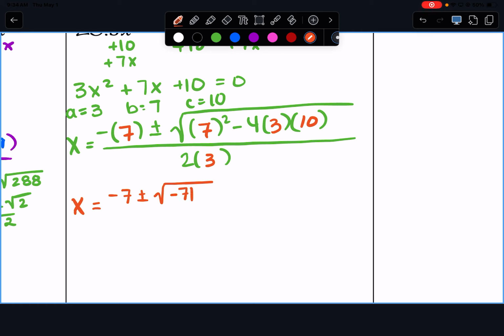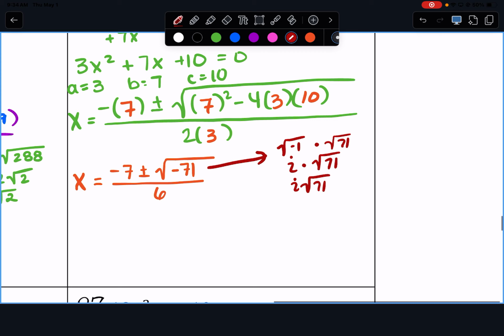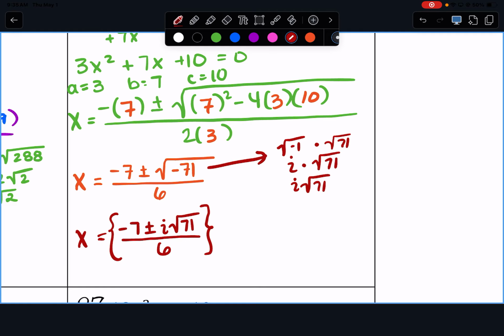negative 71 divided by 6. Okay, now we're going to simplify that square root. So we have the square root of -1 times the square root of 71. What is the square root of -1? Can I take the square root of 71? No. So what we get is I root 71. So we have x is equal to -7 plus or minus I root 71 divided by 6. Can I simplify anything there? No. So it will just be your solution.